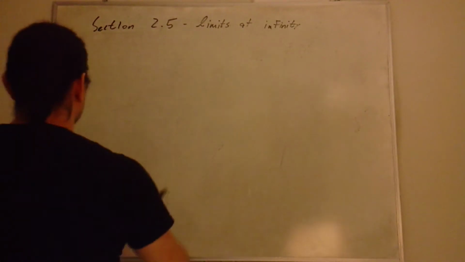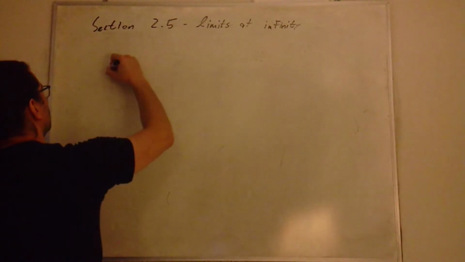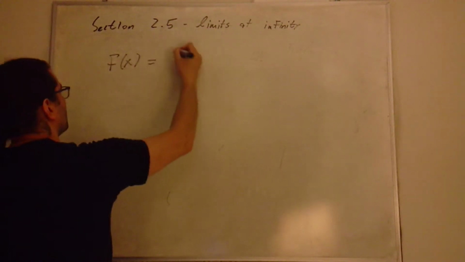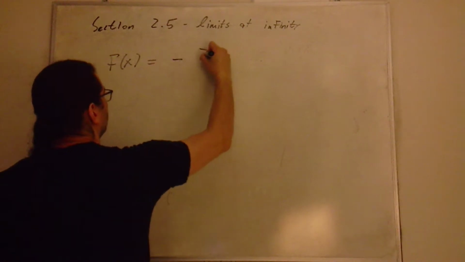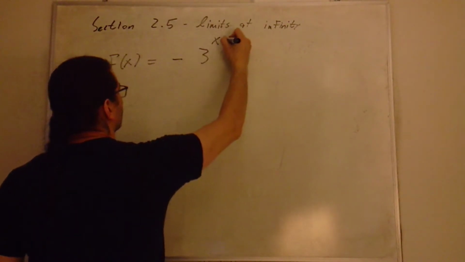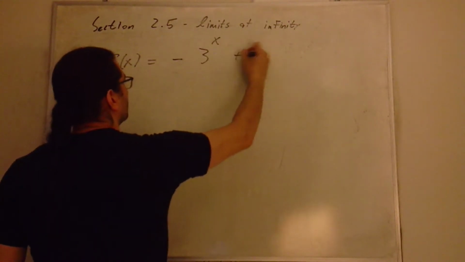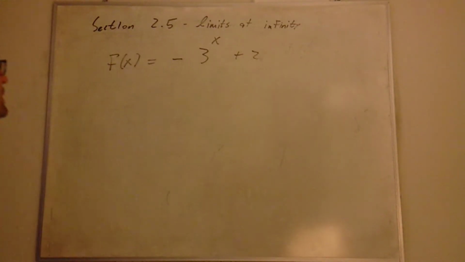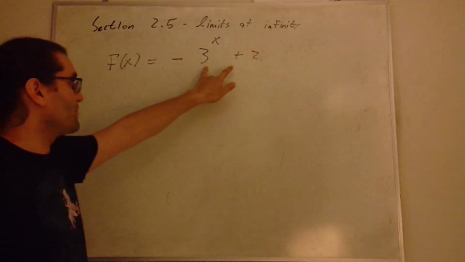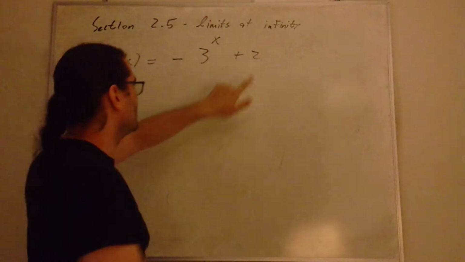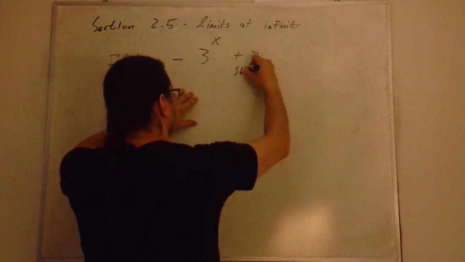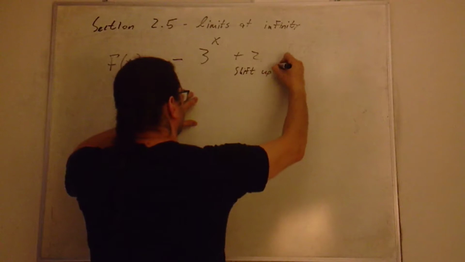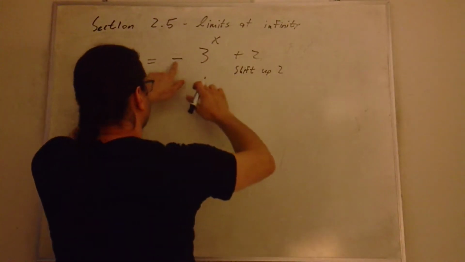Next up, let's take a look at exponential functions. So we'll say f of x equals negative 3 to the x plus 2. So again, if we remember our transformations, this is going to be shifted up 2, and this is going to be flipped upside down.